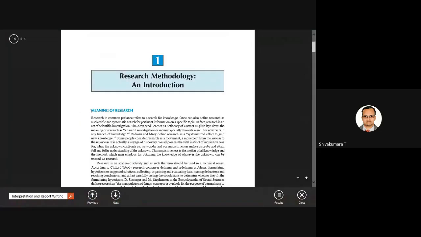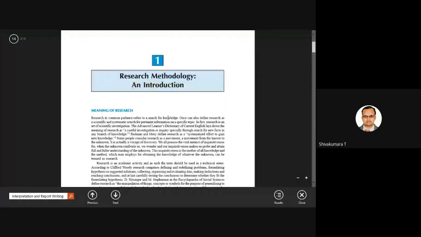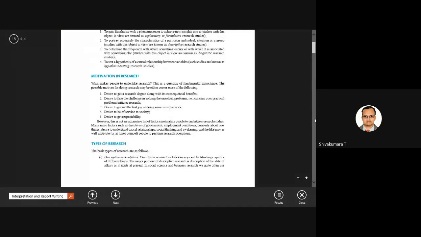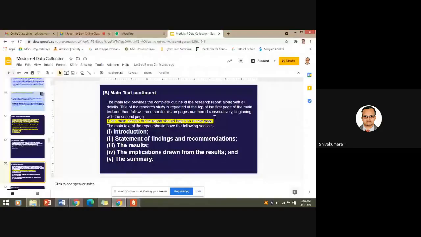So the meaning of research is the interest. Observe here an introduction. Research methodology is the chapter name, and an introduction. Introduction is the first section of the report. Then statements of findings and recommendations. So what is research? What is the meaning of research, objective of motivation, types of research, and so on. Those are the statements of findings and recommendations.